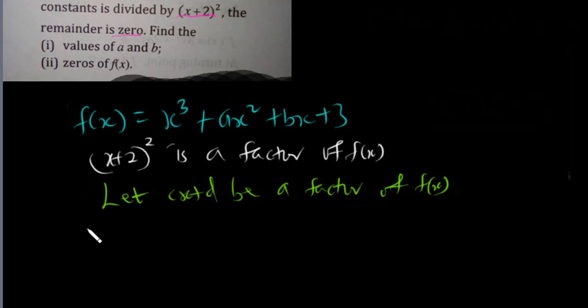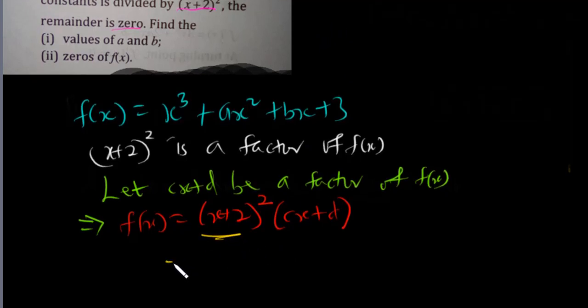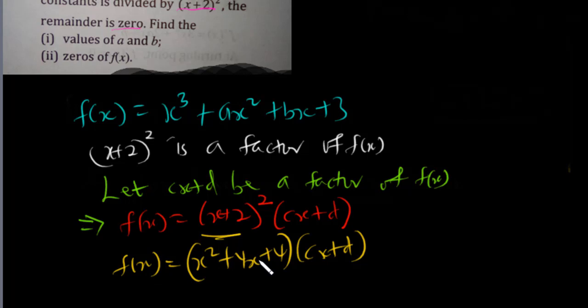So this implies that we can write the function f of x to be equal to the product of its factors. All right, so we can have x plus 2 to the power 2 times cx plus d. So that means that when we expand the factors of the function, we should get the function. Here we are going to expand the quadratic, that is x plus 2 raised to the power 2, and when we do that, we will have x squared plus 4x plus 4. So the whole of this is that times cx plus d. Okay, so the function f of x equals this.